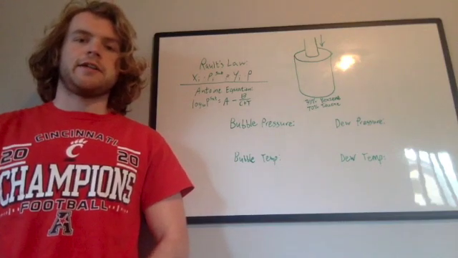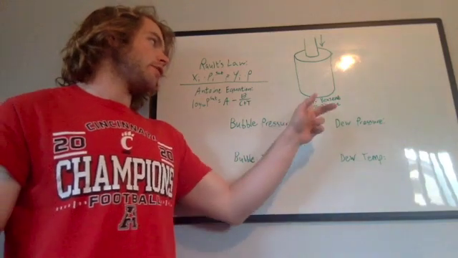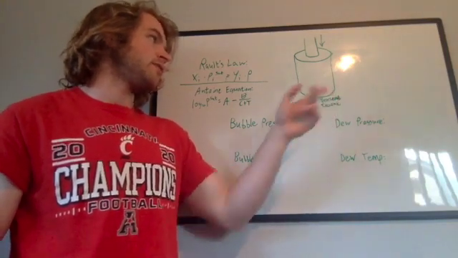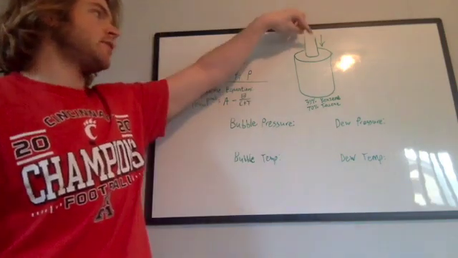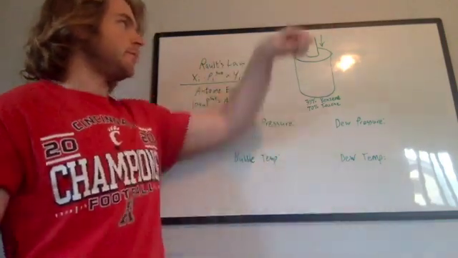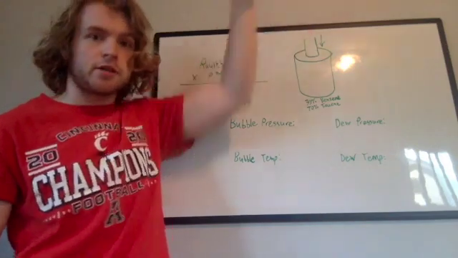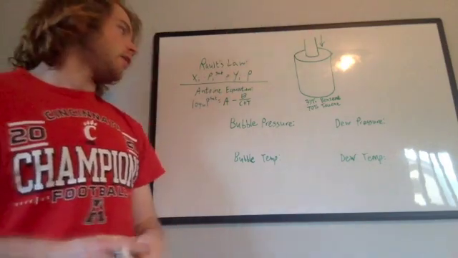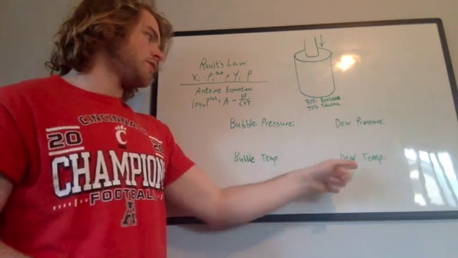Alright, hello everyone. In today's video, we are going to be taking a look at a tank comprising 30% benzene and 70% toluene. Basically, we are going to have this piston up here that is either going to be supplying pressure to the system or reducing the pressure in the system. And we're going to look at the bubble pressure, bubble temp, dew pressure, and dew temp.